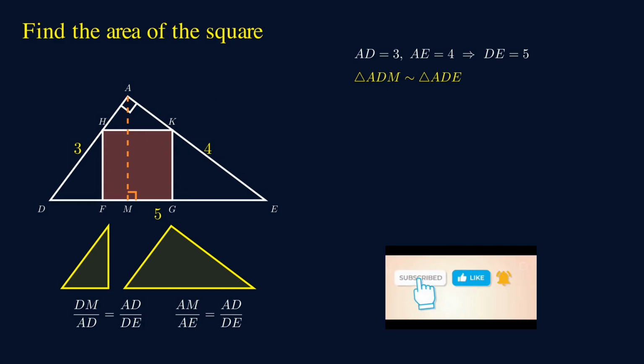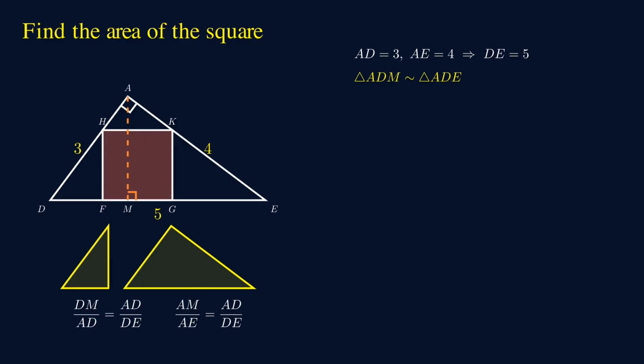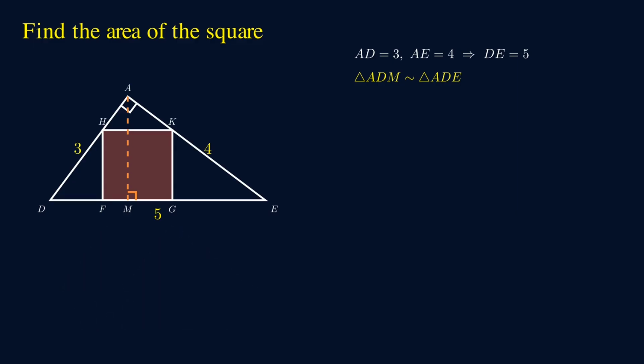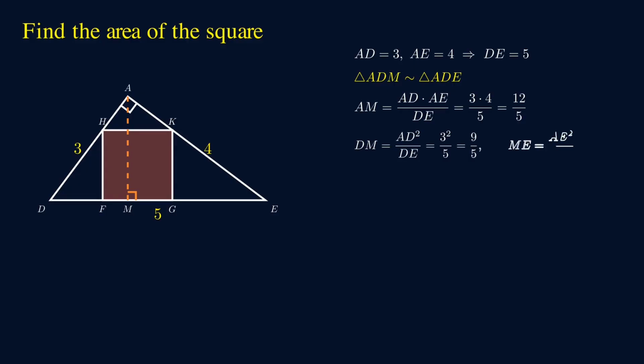Because triangle ADM is similar to triangle ADE, the ratios of corresponding sides must match. In other words, the way AD compares to DE is the same way DM compares to AD, and also the same way AM compares to AE. This lets us compute exact lengths. The height AM turns out to be 12 over 5. The hypotenuse is split so that DM is 9 over 5 and ME is 16 over 5.